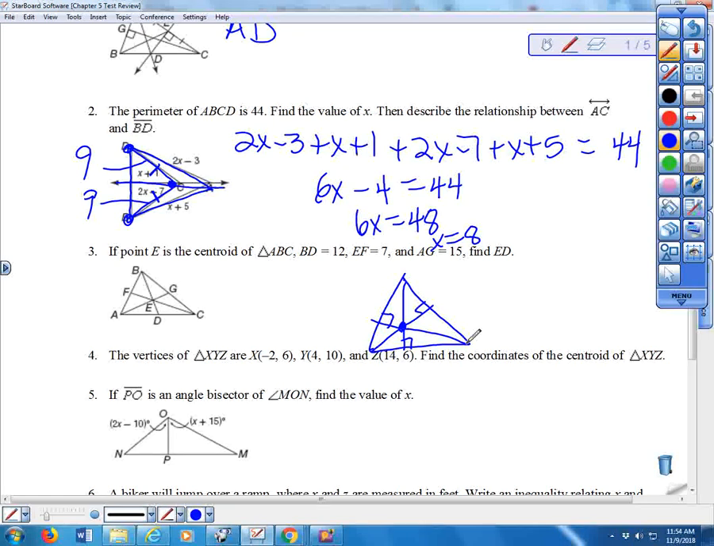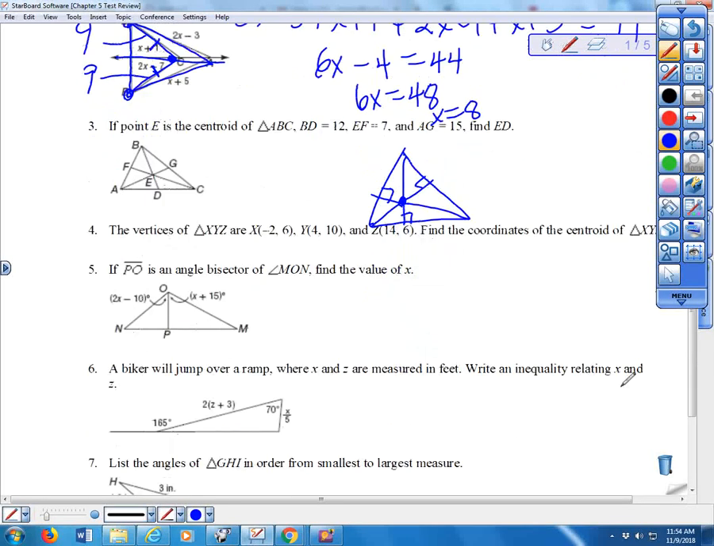So if I know that the distance from this point to the vertex is equal, I know that must be a perpendicular bisector. The converse is also true. Okay, so the relationship between AC and BD: AC is a perpendicular bisector to BD. Okay, that was the second half.